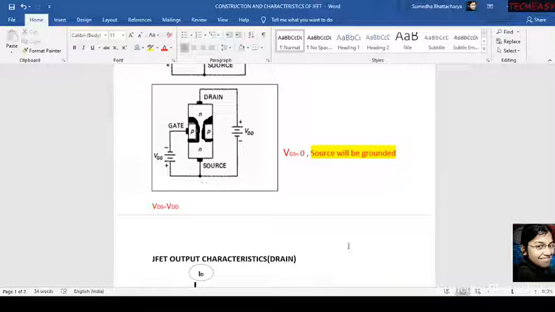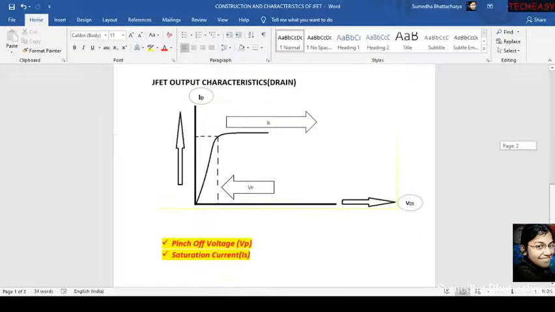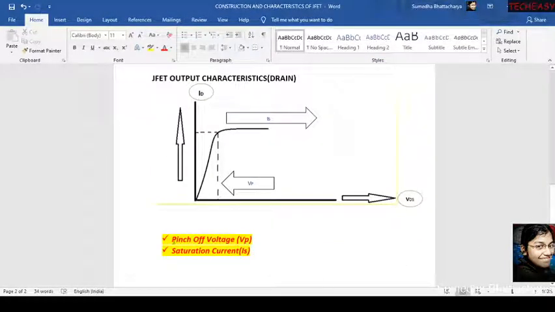This will be clearer when we see the graph, the JFET output characteristics. It is also called drain characteristics. You can see there these two very important terms: pinch off voltage and saturation current. Here this is ID and this is VDS. Increasing with VDS, the current will also increase in this position, and from this position the current will be saturated. So this is the saturated current, okay?